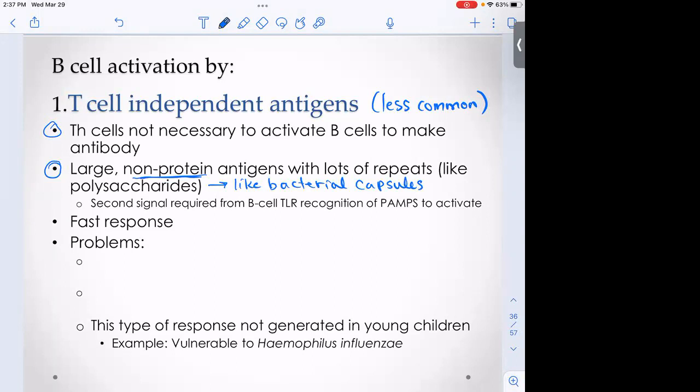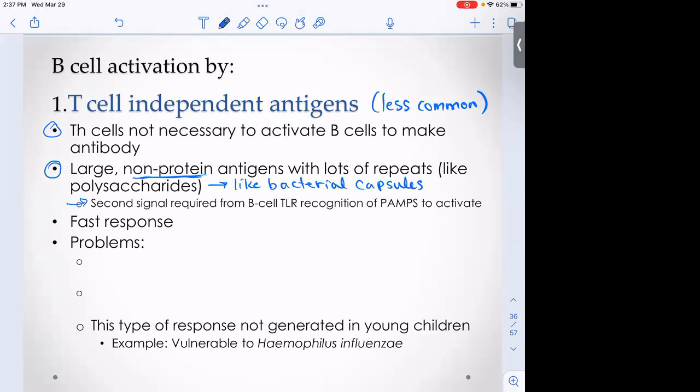And there is actually a second signal that has to take place, not from a T helper cell, but B cells also have those toll-like receptors, like what we talked about that macrophages and dendritic cells have, in order to recognize those PAMPs, those pathogen-associated molecular patterns. So there is a little second signal that B cells get from recognizing some broad-based pattern.